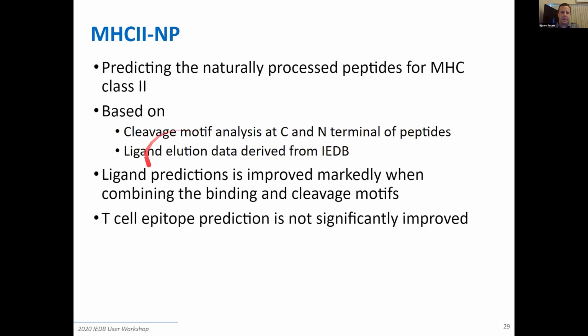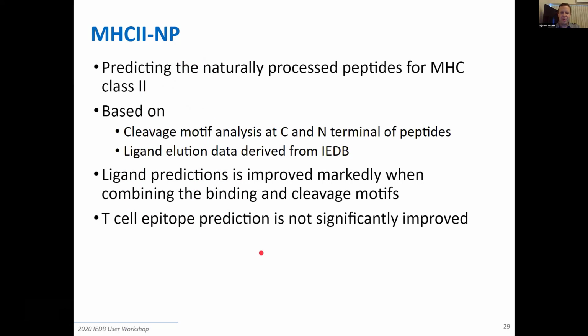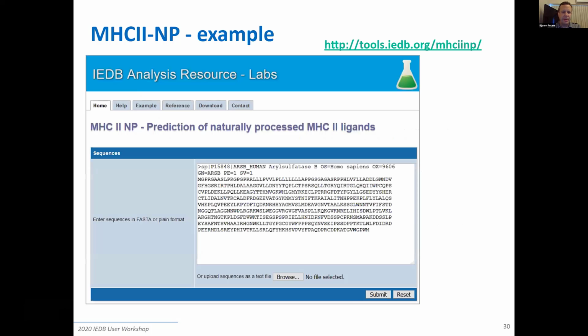So in summary, we have found that ligand predictions can be greatly improved when using binding conditions combined with these cleavage motifs, but we did not find T-cell epitope prediction could be improved with this. And trust me, we tried a lot. So I'll walk you through, this is kind of the summary to make you not too excited about this again. It's been frustrating. We totally would have loved this to work, but we didn't see it.